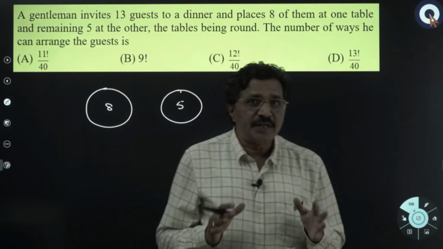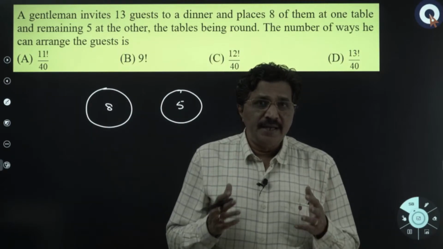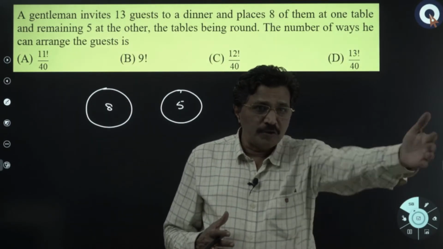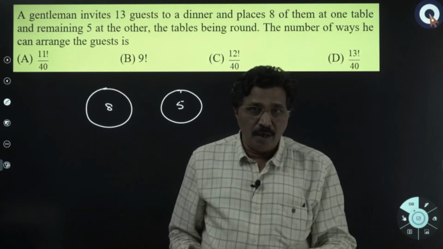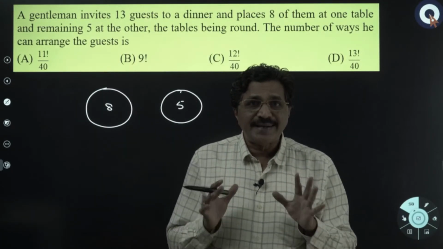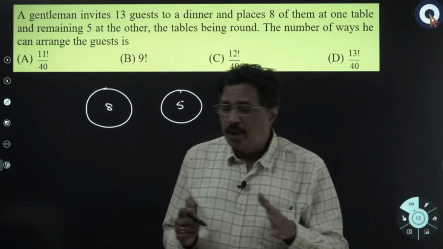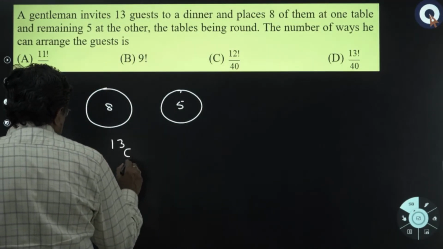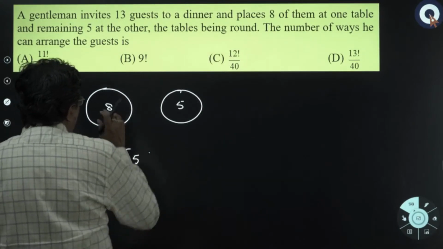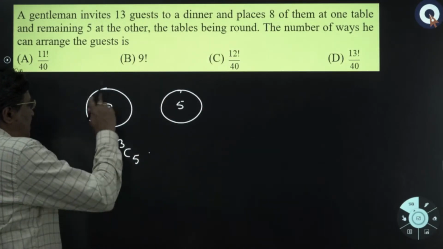Out of these 13 people, if I select any 5 people and ask them to go to the smaller table, the remaining 8 would automatically go to the bigger table. So it is a question of first selecting 5 people out of 13 people, which can be done in 13C5 ways, or you can say 13C8, anything you can say. Now that we have 8 here, 5 here, these 8 people can AND.